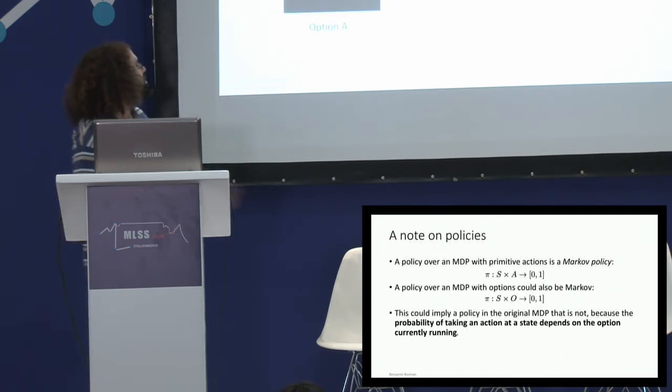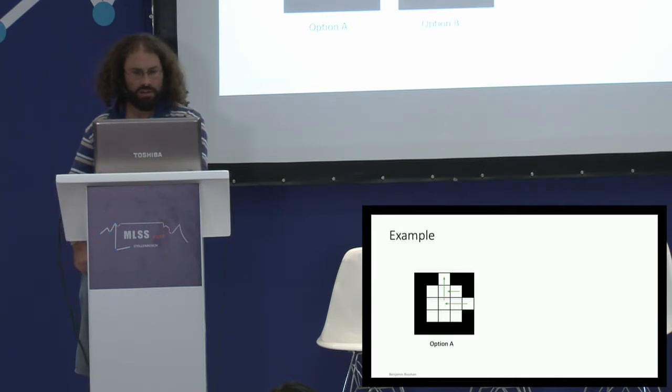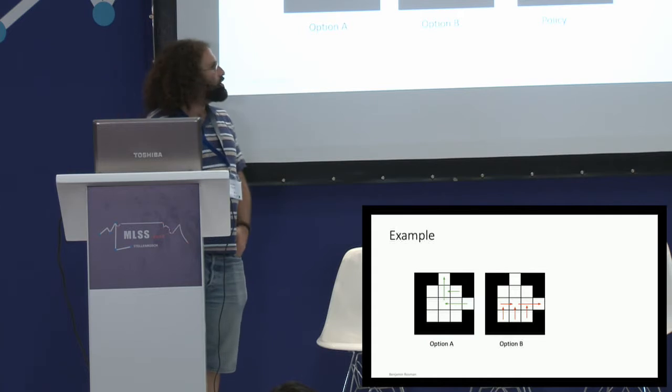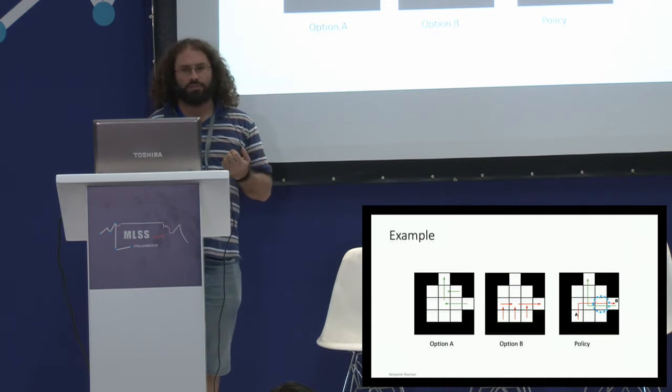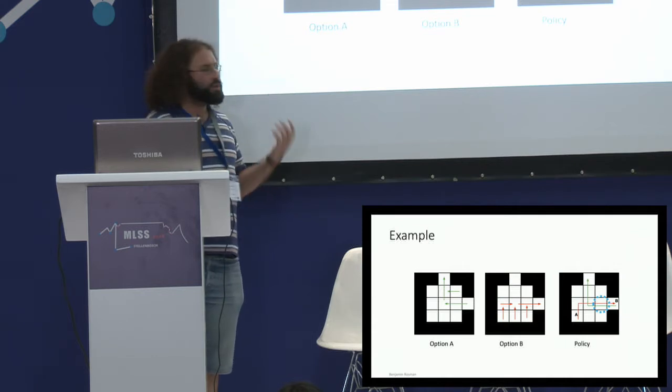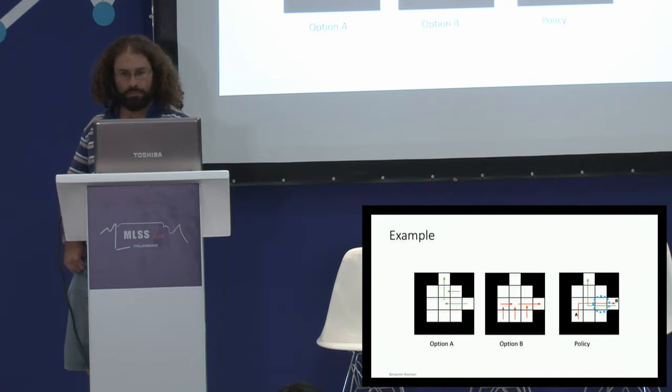You could have one option in this environment that takes you to the top hallway, and another one that takes you to the other hallway. But if you look at this place where they overlap, you don't necessarily know what's happening there, right? The value will depend on what option you're executing. So when you're thinking about policies in this space, it's usually useful to think about what option you're currently executing.